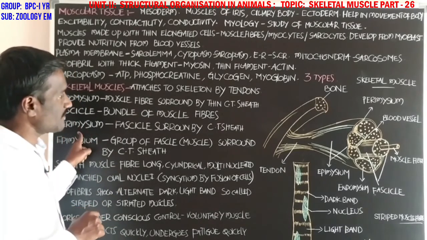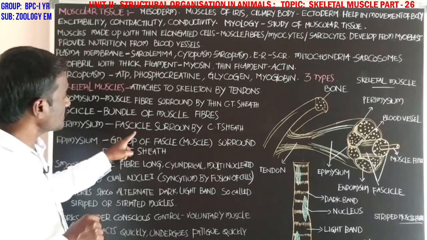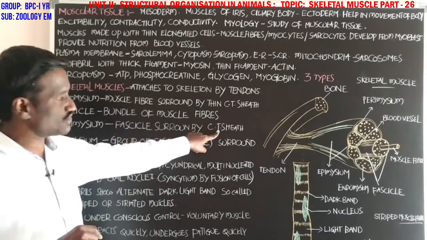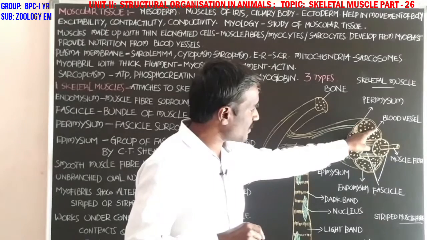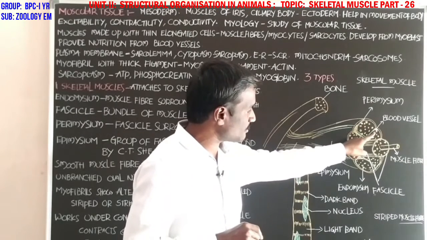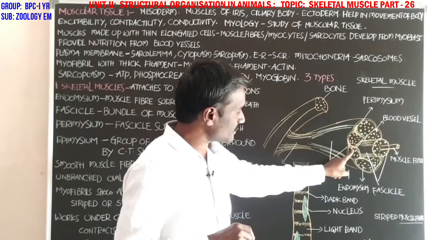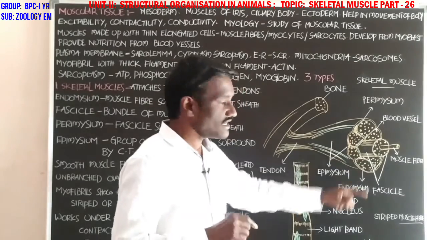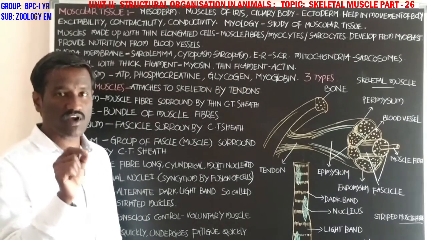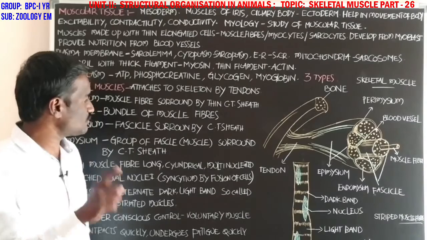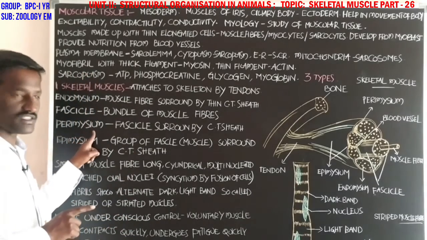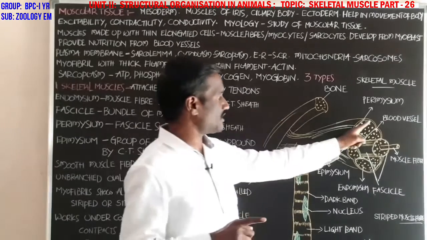Next, perimysium. What about the perimysium, student? Fascicle surrounded by connective tissue sheath. These are fascicles. Each fascicle is surrounded with the connective tissue sheath that is called perimysium. Okay, student, it is the perimysium.